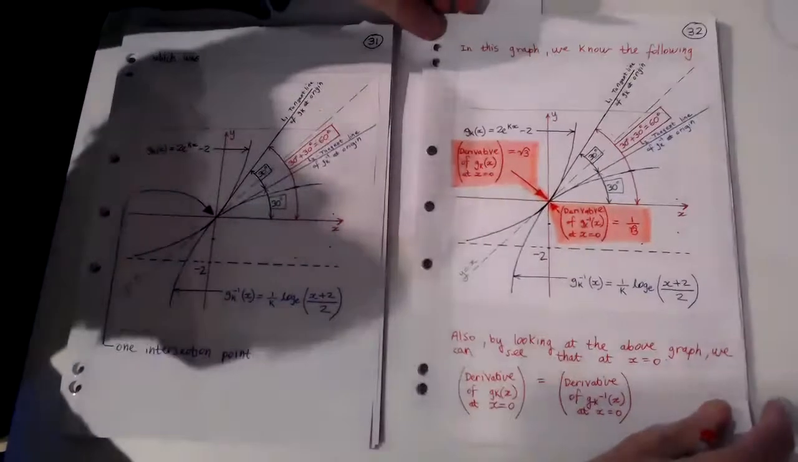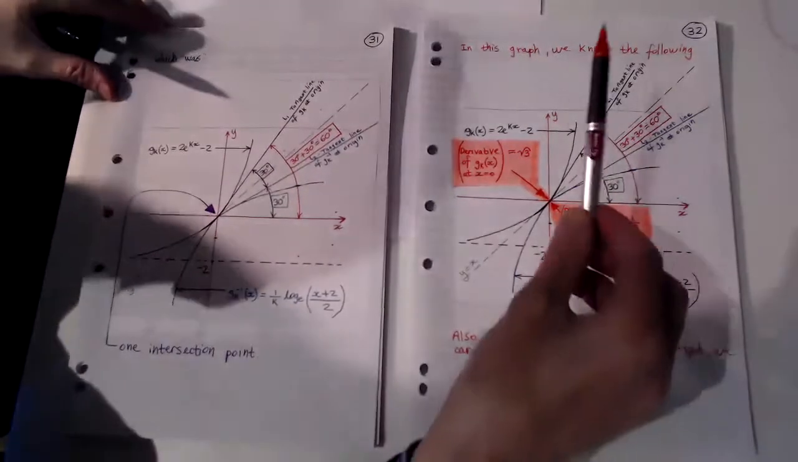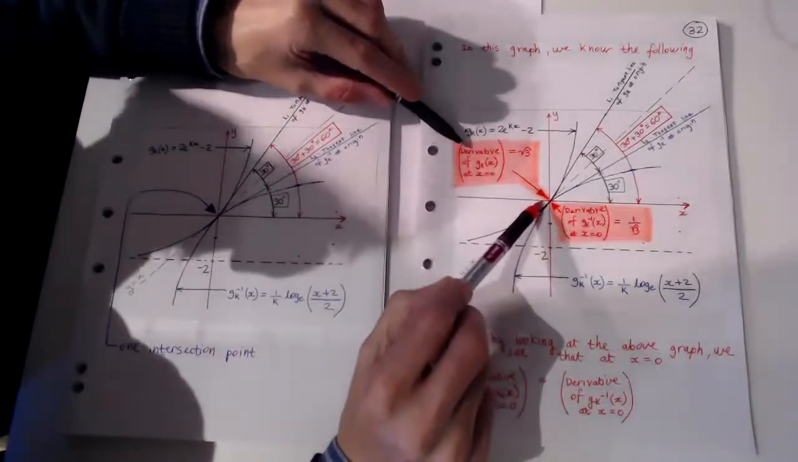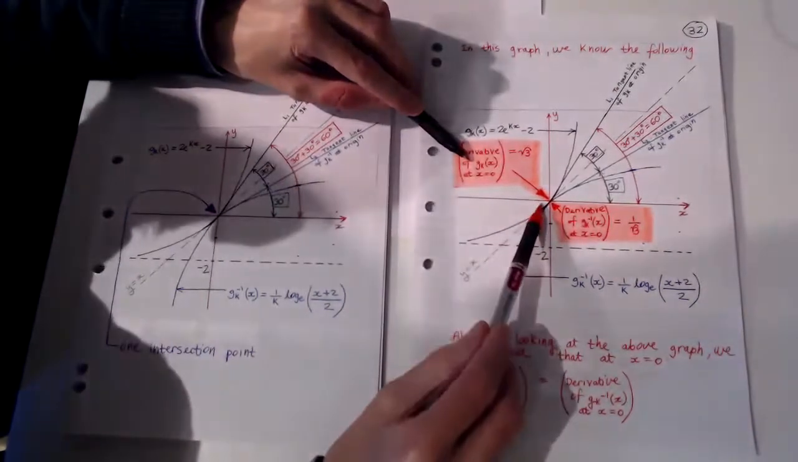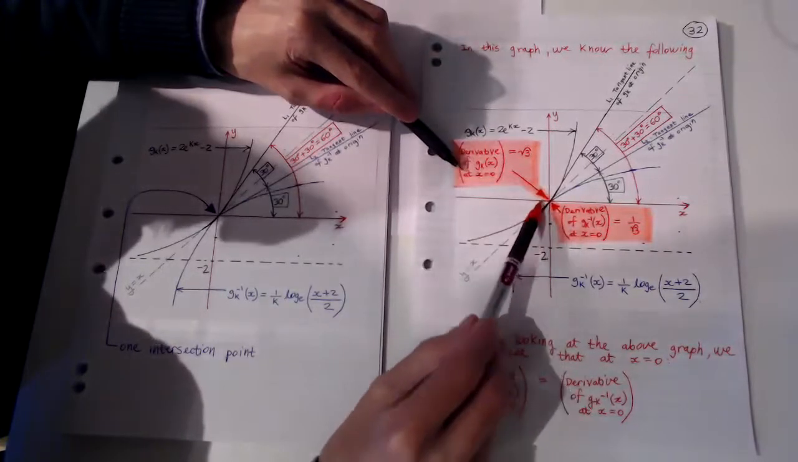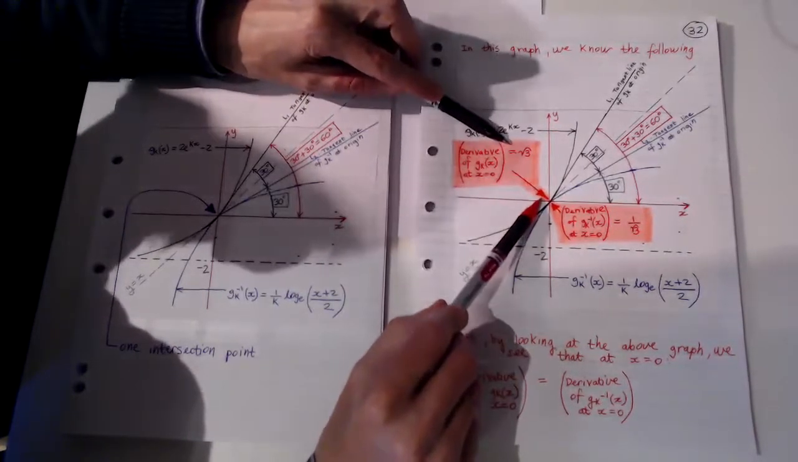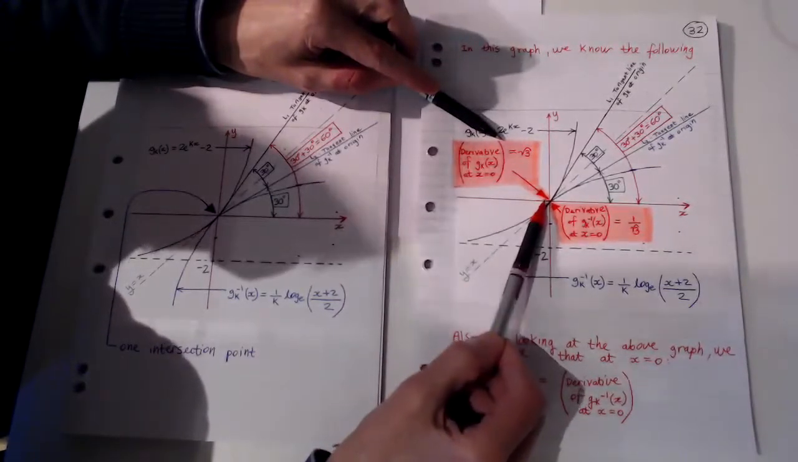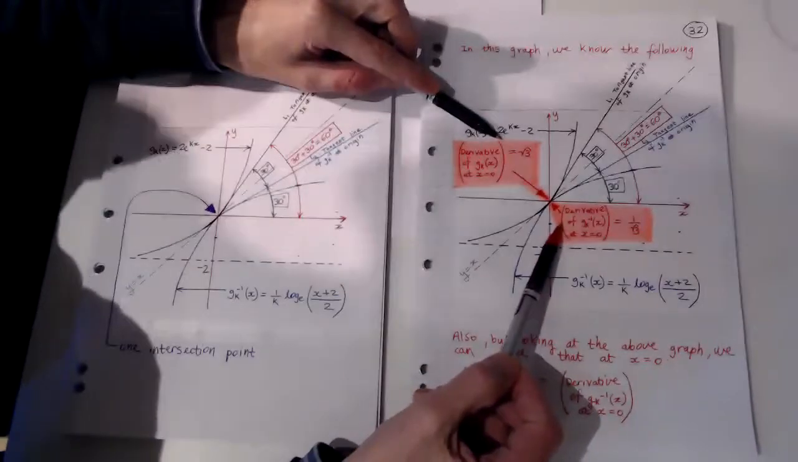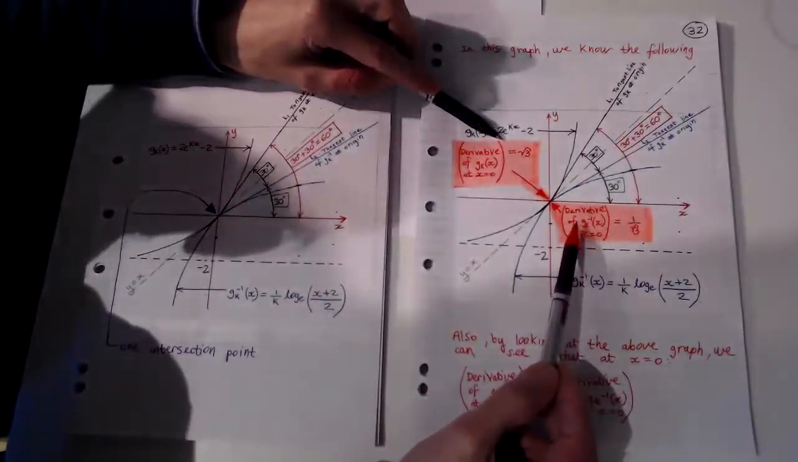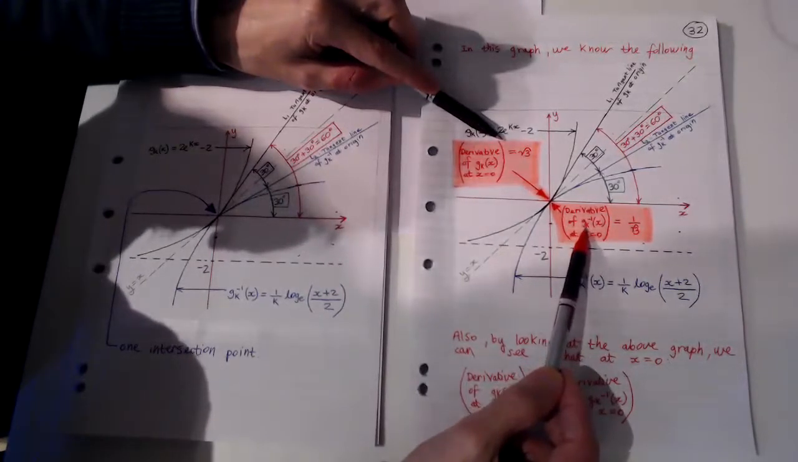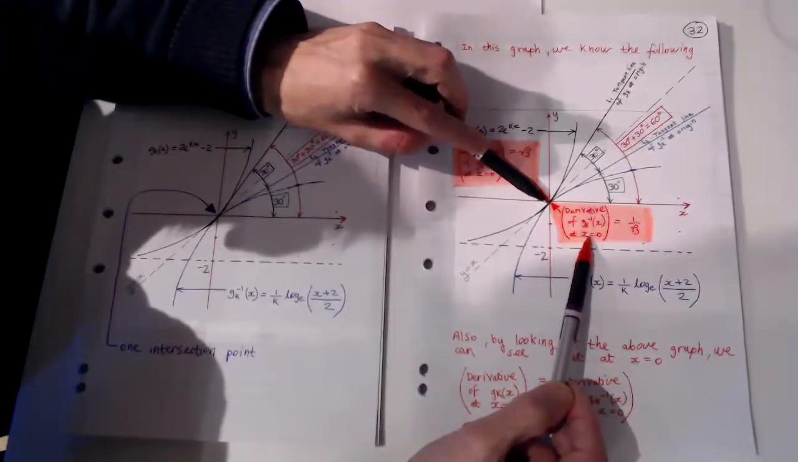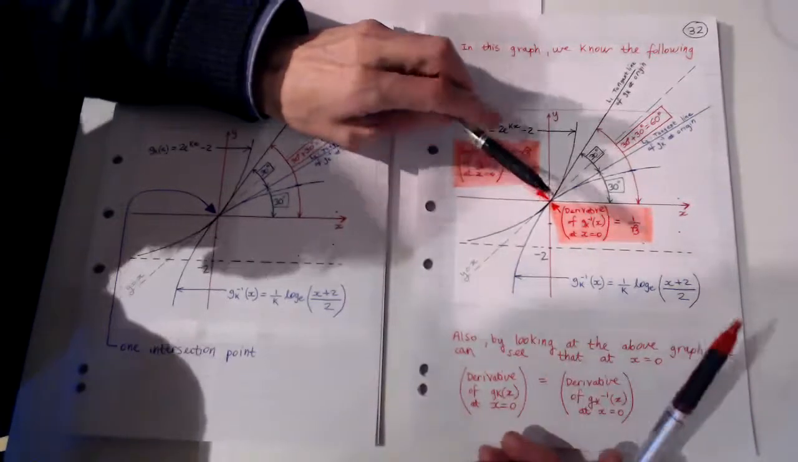We know from our earlier calculations that the derivative of the black GK curve at x equals 0 was equal to root 3, highlighted with a pink highlighter here. And we know also from our earlier calculations that the derivative of GK inverse, which is the blue curve, at x equals 0 was equal to 1 on root 3.